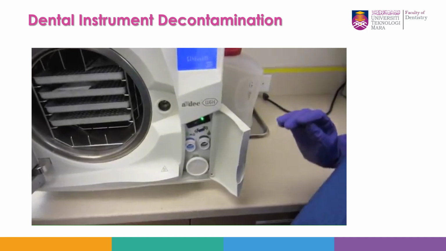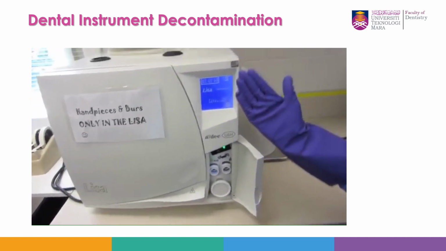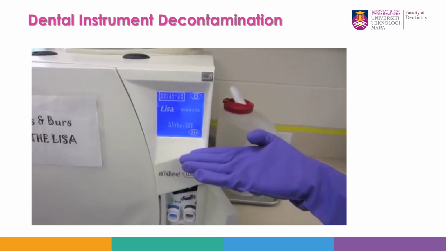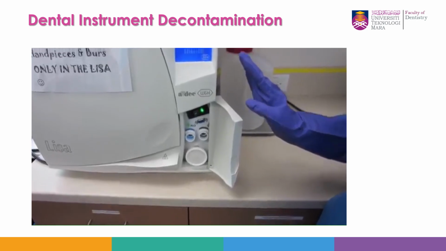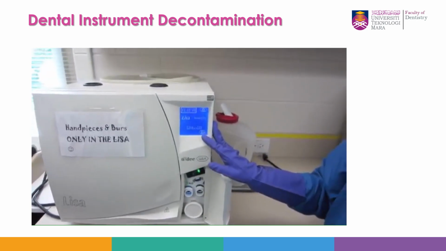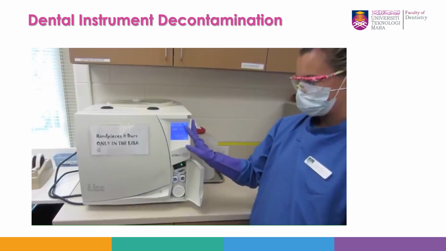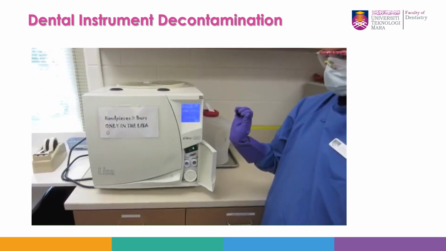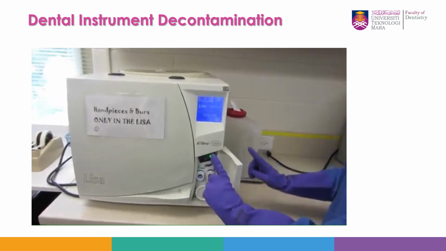Close the door and follow touchscreen prompts to select the cycle. For instruments and handpieces, select the higher temperature cycle. Continue with prompts to start the cycle. When the cycle has ended, use the touchscreen to release the door and put the machine on standby. Allow the contents to cool slightly before putting them away. Turn off power at the end of the day.